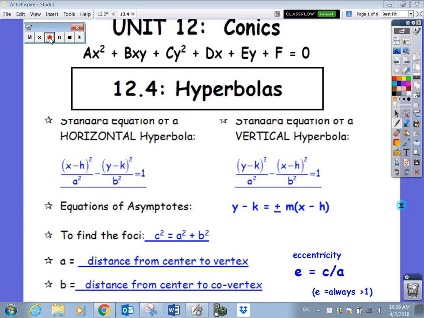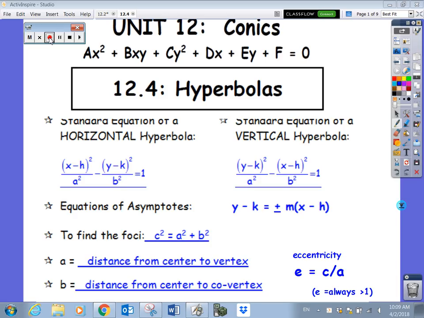So one must be positive and one must be negative. That's what determines whether it's a hyperbola. Doesn't matter if they're the same number or different numbers, but their signs must be opposite. So again, when you see an x squared and a y squared, if the number in front of them is exactly the same and they're positive, then it's a circle. If A and C are both positive but different numbers, then it's an ellipse. If A and C are different signs, then it is a hyperbola.